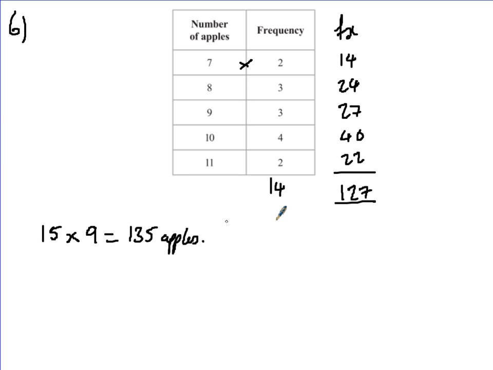So we need to get 135 apples. So what we're missing? So what did the number of apples in the 15th bag have? Well, 135. Take off 127. It had 8 apples.